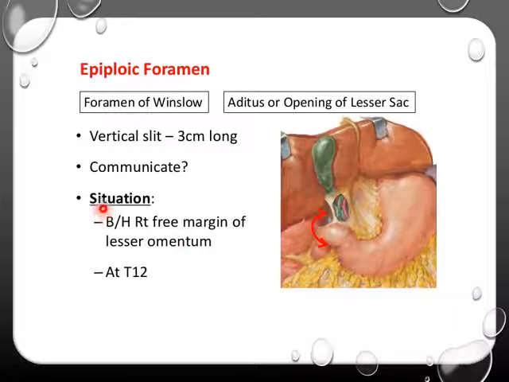The location of the epiploic foramen is behind the right free margin of the lesser omentum. If you remember, the lesser omentum is a peritoneal fold in between the liver and the stomach. So this one is the lesser omentum. Right behind the lesser omentum is located the hole-like thing you are looking at, the epiploic foramen, and it corresponds to the 12th thoracic vertebra.